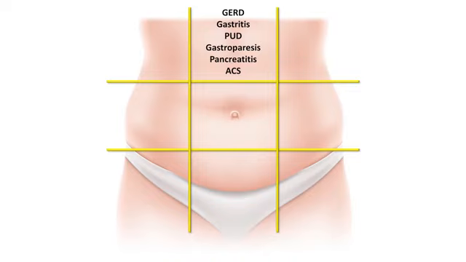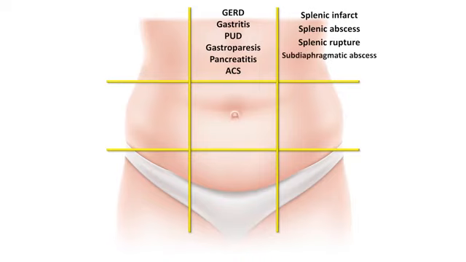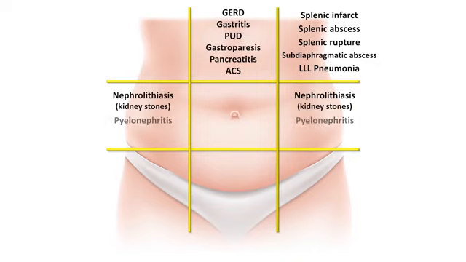Pain in the left upper quadrant can be from a splenic infarct, splenic abscess or splenic rupture, a subdiaphragmatic abscess, or referred pain from a left lower lobe pneumonia. Pain in either flank can be from nephrolithiasis, pyelonephritis, which is infection of the kidney, or a perinephric abscess, which is an abscess adjacent to the kidney.